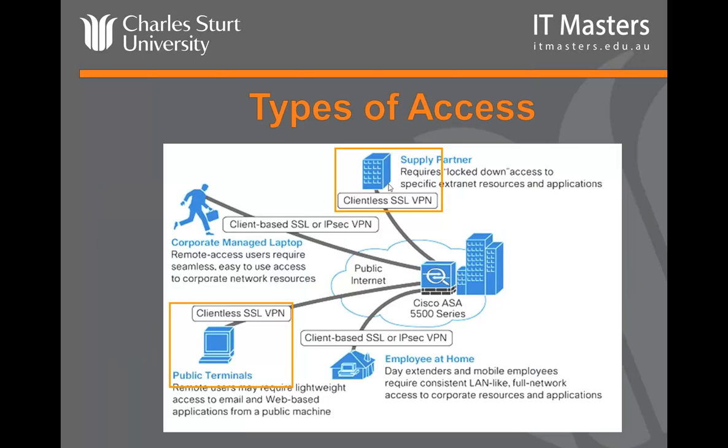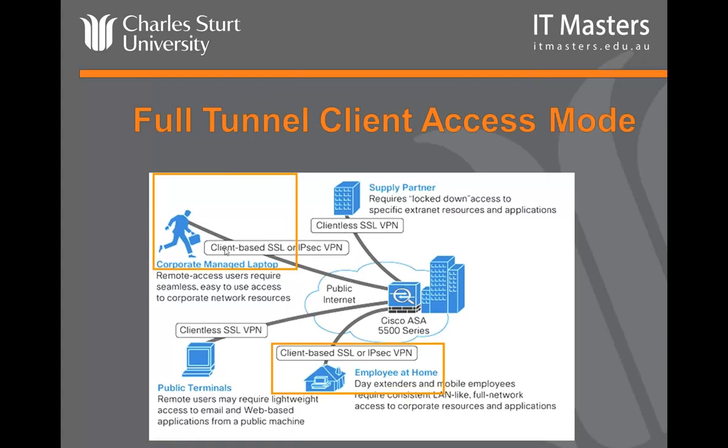So types of access, moving further on. This is our first one, our clientless SSL VPN, which we can use from supply partners, public terminals. This is straight out of a Cisco product document. So that's our clientless VPNs. And then we have our client-based SSL or IPSec VPN. Client-based, so our IPSec VPN could be our point-to-point, or it could be our AnyConnect.